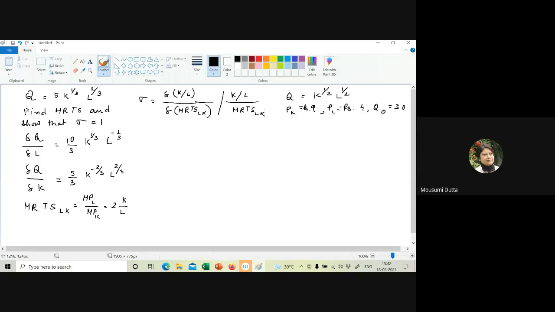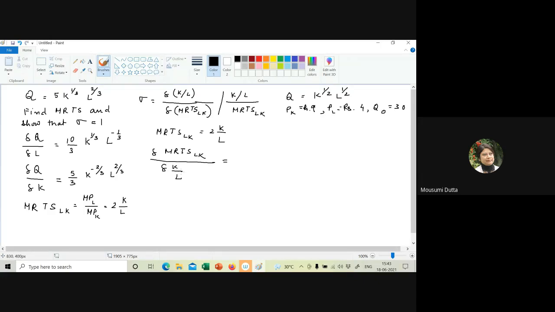So please check whether the value is equal to 1 or not. From this equation, MRTS LK is equal to 2K by L. From the last equation, MRTS LK is 2K by L. Would you please take the derivative del MRTS LK by del K by L and take the reverse of that? You have the equation. So what is the value of this derivative? 2. Half.